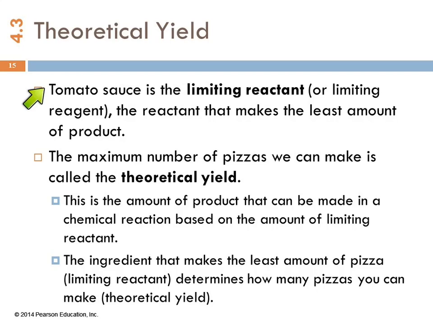So the tomato sauce is the limiting reactant. The maximum number of pizzas we can make is called the theoretical yield. So that's the most we could make. And it's theoretical because sometimes stuff happens when you're cooking, right? You know, the cat jumps up on the counter and walks through the pizza. It could happen. Then you have to throw that one out. You could have made 3 pizzas, but the cat ruined one, and so you only got 2. Theoretical yield is everything works the way it's supposed to. That's what you get.